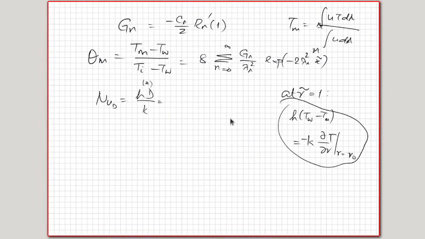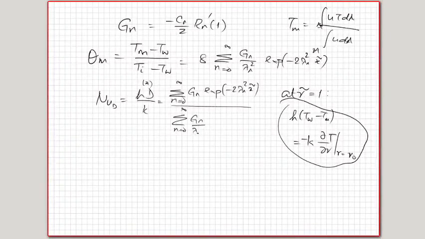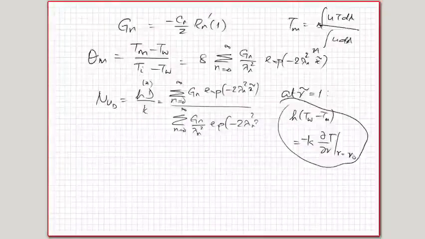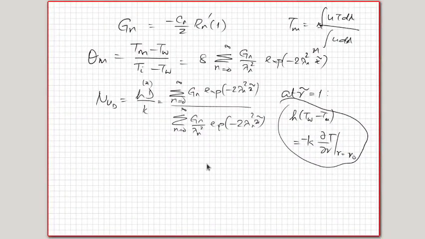Okay, this will give me an expression which looks more like summation n is equal to 0 to infinity of Gn into exponent of minus 2 lambda n square x tilde divided by summation n is equal to 0 to infinity Gn by lambda n square exponent of minus 2 lambda n square x tilde. Okay, so this is the expression that you get for Nu_D, which is written as a function of x.